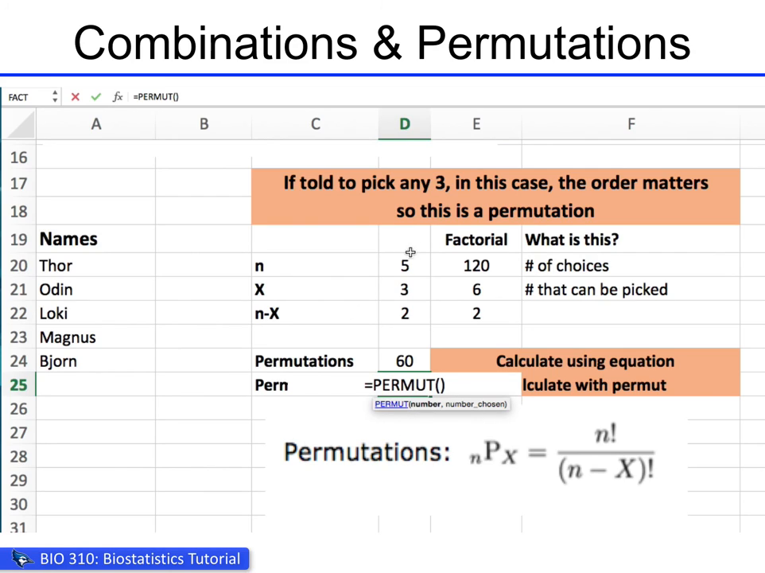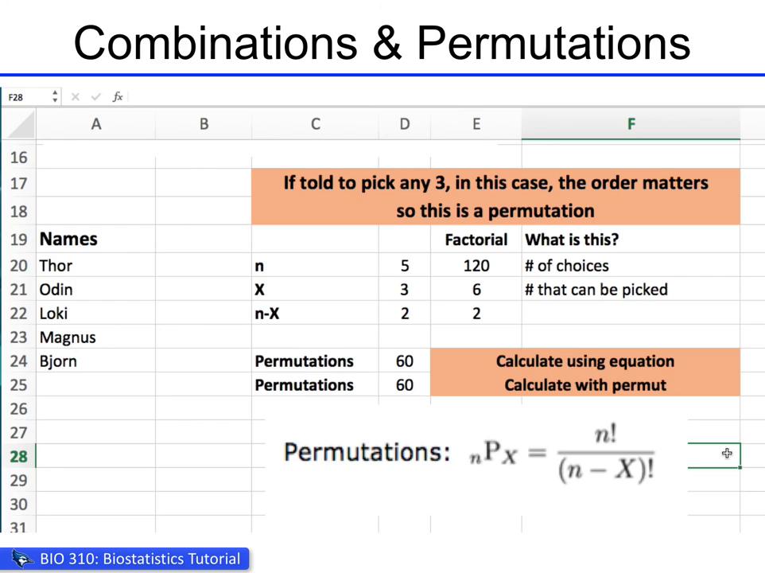Here you're going to be clicking in these cells where you have your number and your number that can be chosen, rather than using the factorial cells that we calculated here. And you can see that, no big surprise, it doesn't matter if we calculate it by entering the equation components ourselves or by using the permute function, we're going to get the same answer each time.